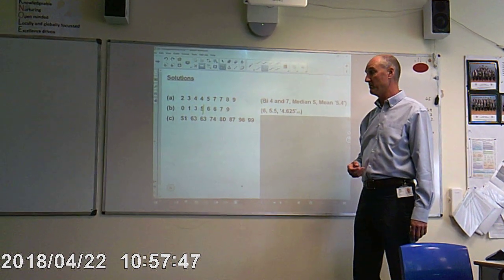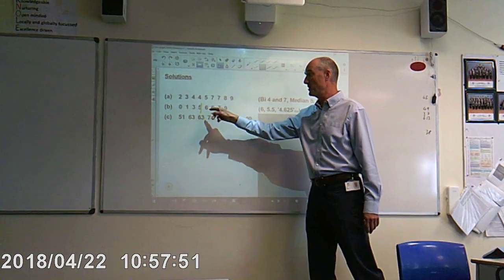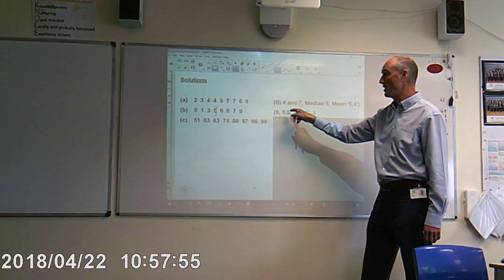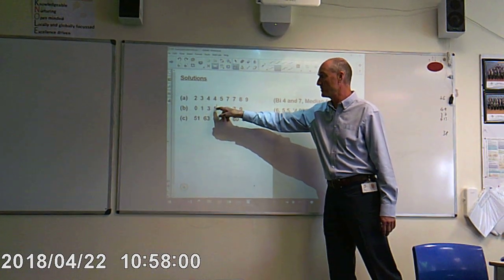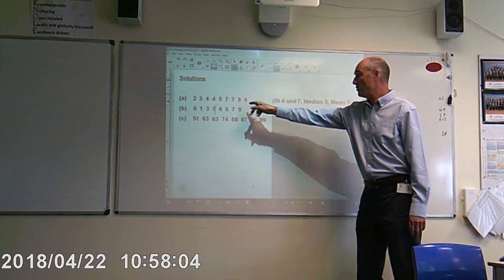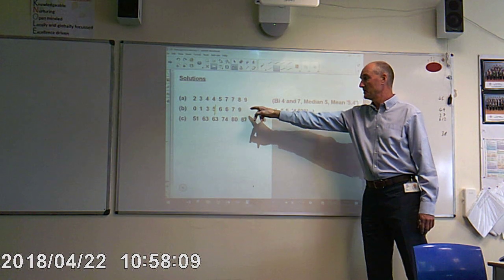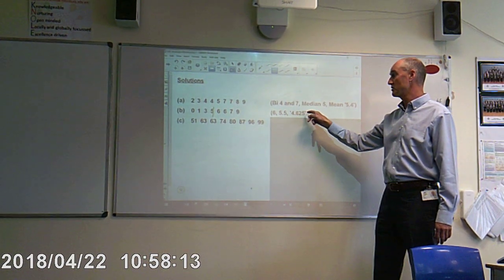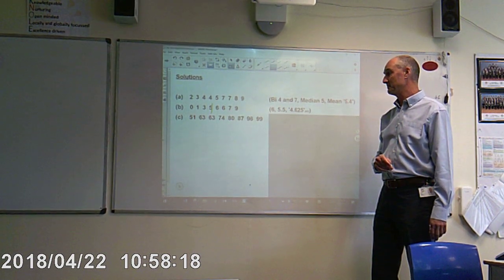It's 5.5. Technically what you should do is add the 5 to the 6 and then divide them by 2, which gives you 5.5. So the median, the number that comes in the middle, is a number between the 5 and the 6, so it's 5.5. We add all those numbers together, they total up to 37. We divide 37 by 8, it comes in as 4.625. 4.625 is our result for the mean.